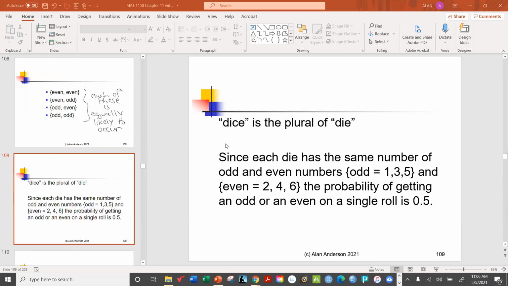Now, just a little fun side note. Dice is the plural of die, in case you didn't know that.